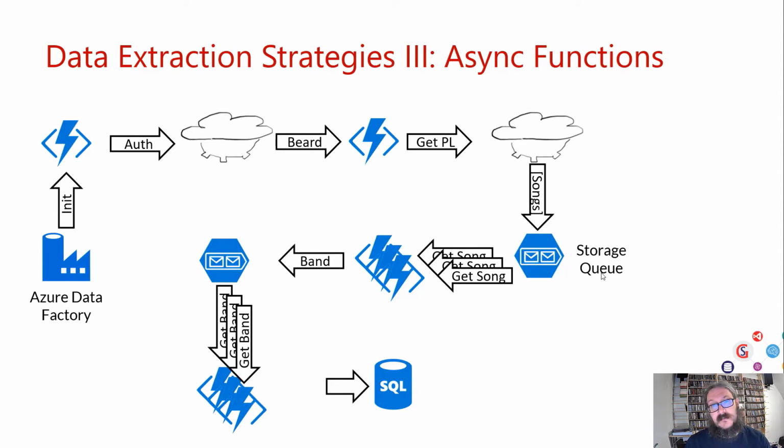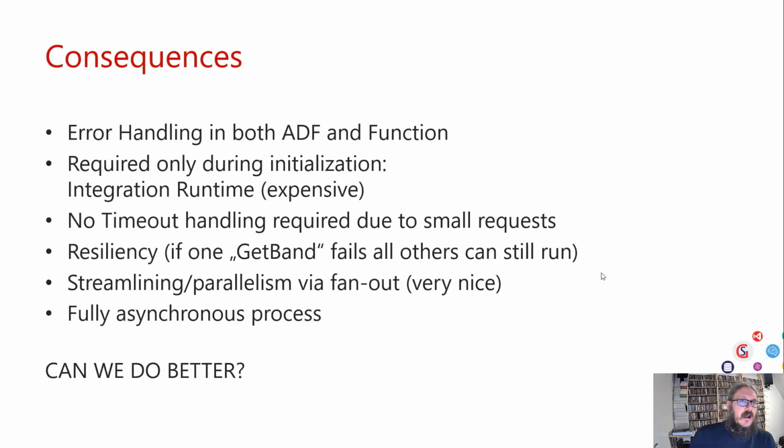If my entire process gets complex, it doesn't matter. And I'll explain a bit more here. Because the consequences of doing it that way, and you'll see code to do it that way in a moment, but the consequences if I implement that pattern are, of course, that I'll have to do error handling in my Azure Data Factory and in my function. And my integration runtime will be only required once when I initialize the entire process.